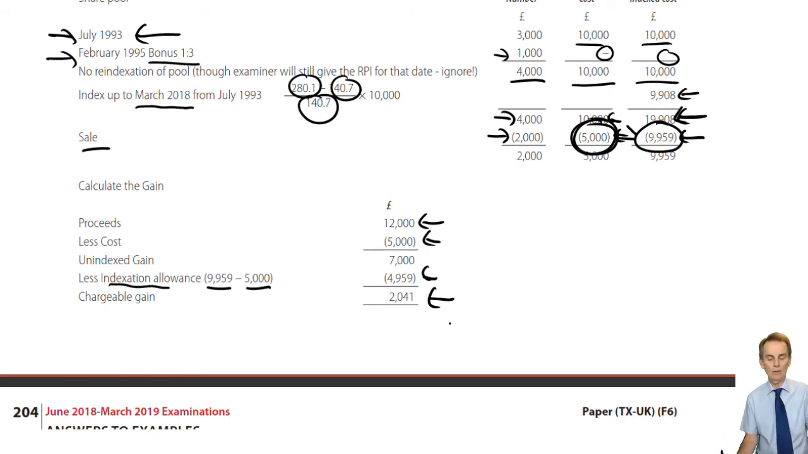Bonus issue, easily dealt with. Remember, with a bonus issue, no re-indexation, just add in the number of shares acquired. Once you've calculated, of course, on the terms of the bonus issue, add it to the number of shares column.